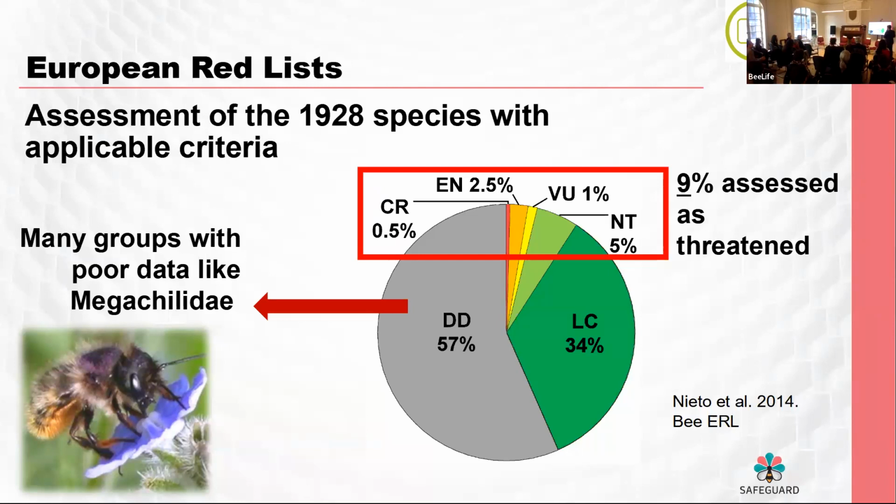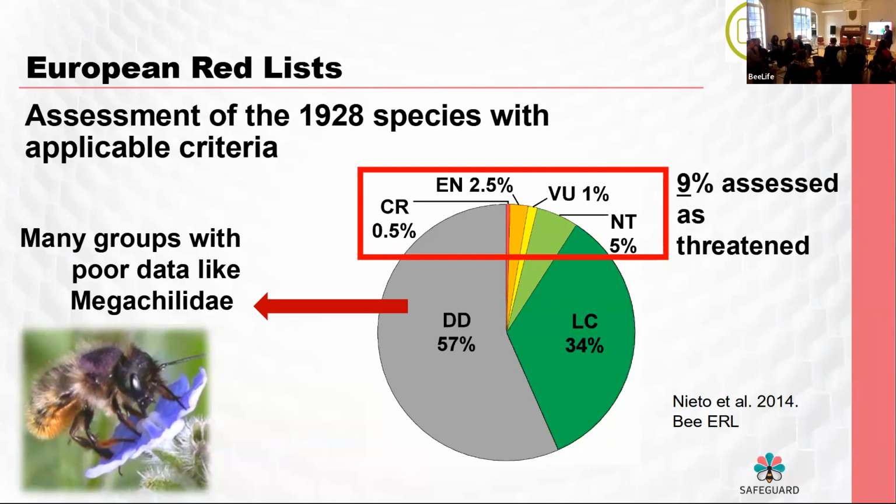We have an assessment for the bees, an assessment for the hoverflies, and an assessment for the butterflies. The one for the bees was published in 2014, and we will have an update this year. What can we see in this assessment of European bees? We can see two things.